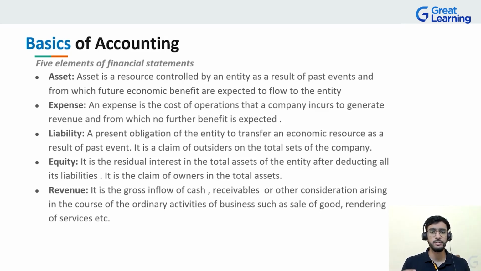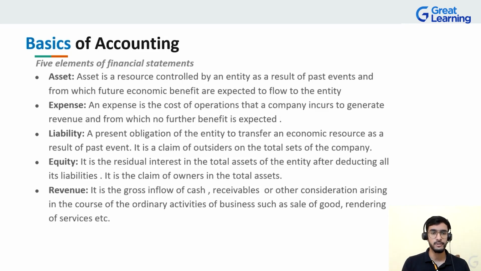So what do you mean by future economic benefits? For example, you have a manufacturing company and you bought a machinery. That machinery is an asset because it is going to provide you with future economic benefits, as it is going to convert the raw material into finished goods, right? So that is exactly how an asset is defined.